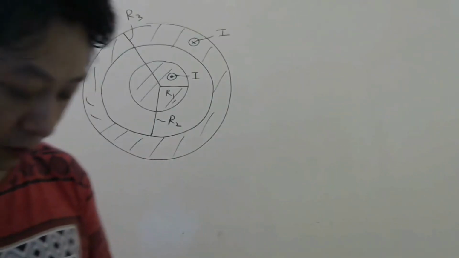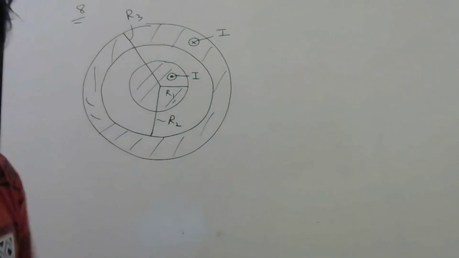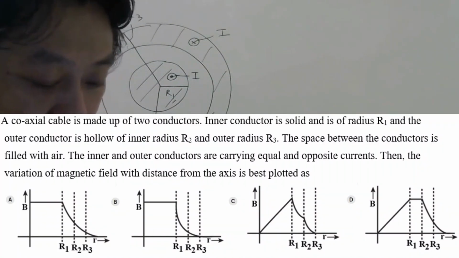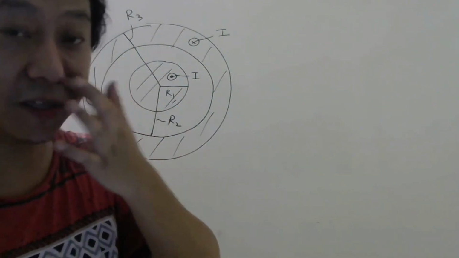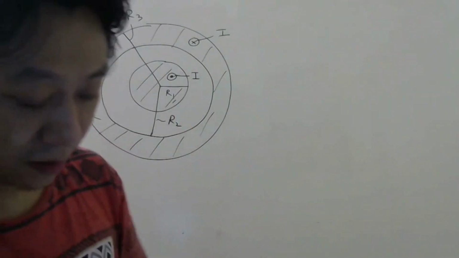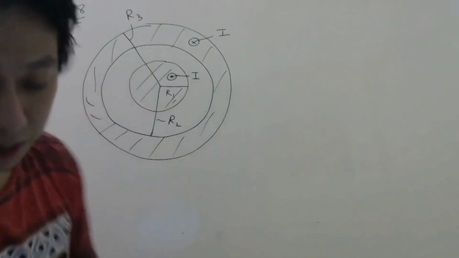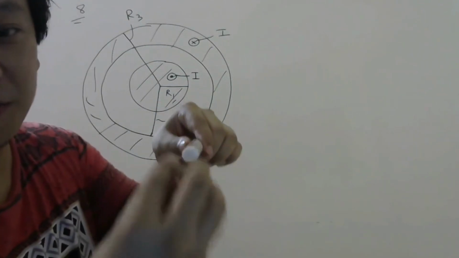So B will be mu naught lambda. Okay. The next question is question number 8. The diagram I have drawn already. So they are asking, a coaxial cable is made up of two conductors. So the axes are the same. The inner conductor is solid. So this is the inner conductor, and I am showing you the cable will be cylindrical only, right? But I am showing you from this side.